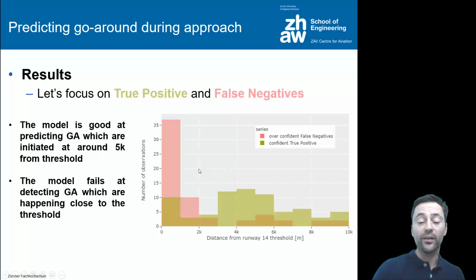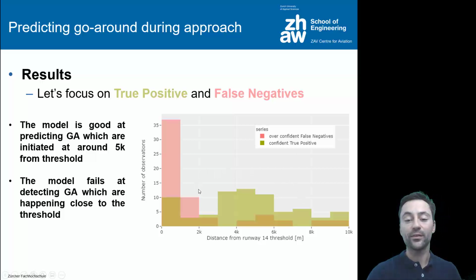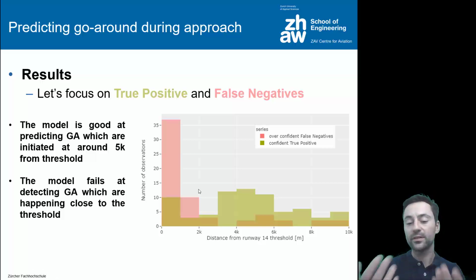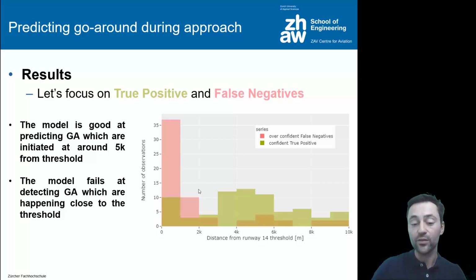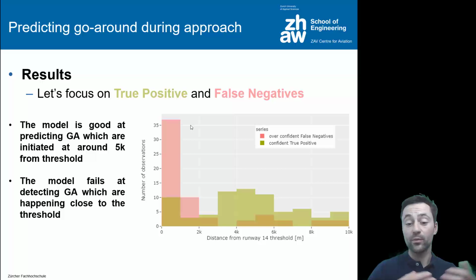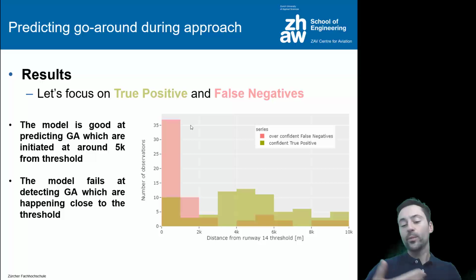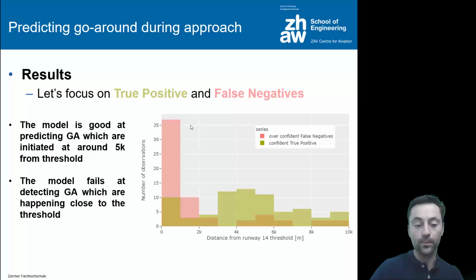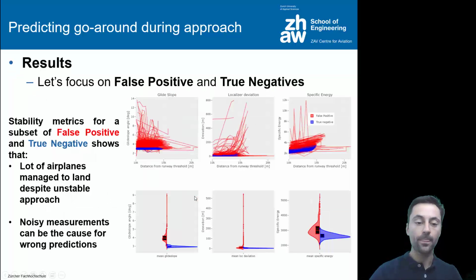On the other hand, we have a lot of false negatives, meaning the model thought it was not a go-around, but it actually was, and a lot of them are the ones happening close to the runway. I think we could explain this because probably a lot of go-arounds happen because the runway is still occupied, but because we're only using data 10 kilometers away from the runway, this is not something we can predict. That could explain why we're not capable of detecting those types of go-arounds.